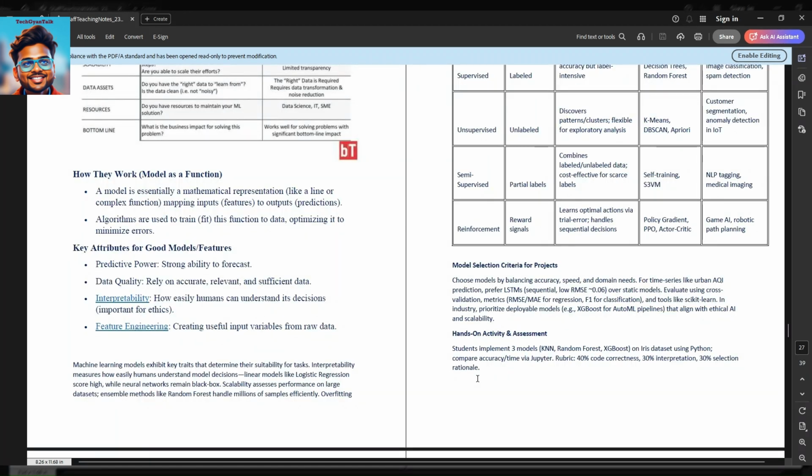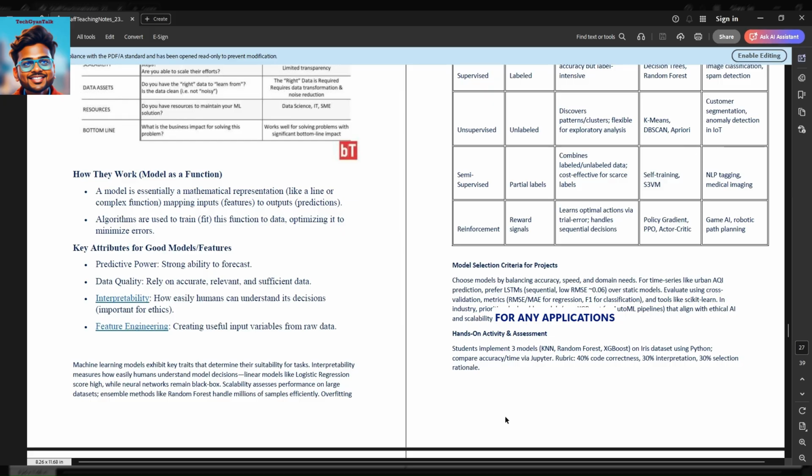So how do they work? A model is a function. A model is essentially a mathematical representation, like a line or complex function, mapping inputs (features) to outputs or predictions. Algorithms are used to train and fit this function to data, optimizing it to minimize error. Key attributes for good models include predictive power, a strong ability to forecast; data quality, relying on accurate, relevant, and sufficient data; interpretability, how easily humans can understand its decisions, important for ethics; and feature engineering, creating useful variables from raw data.